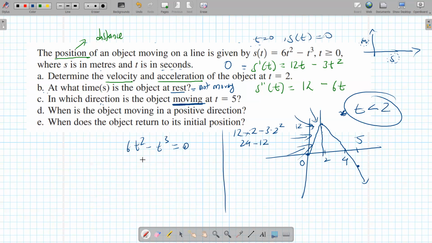How do we factor this? What can we pull out, basically? What's the GCF? t squared. What are you left with? 6 minus t. Yep, that's good. So this means t squared is 0. If t squared is 0, what's t?